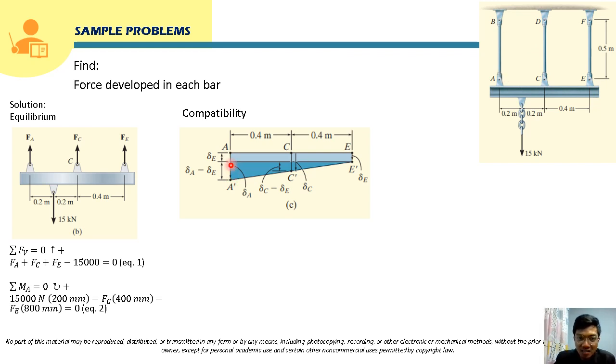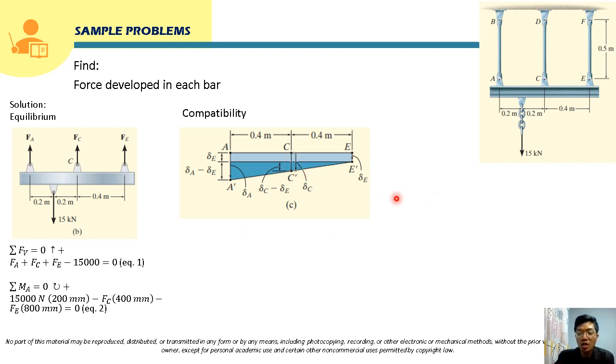Okay, so class, this side of the triangle, since we know that this is delta E as we projected it here, the height of this triangle will be displacement of A minus displacement of E, right? Also, this deformation or displacement represents the deformation of bar CD, so this will be delta C. From this triangle, this height, from this point to this point, is the displacement of C minus the displacement of E, or the deformation of C minus deformation of E.